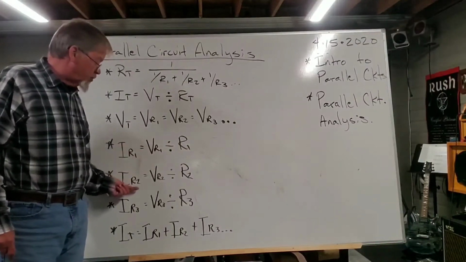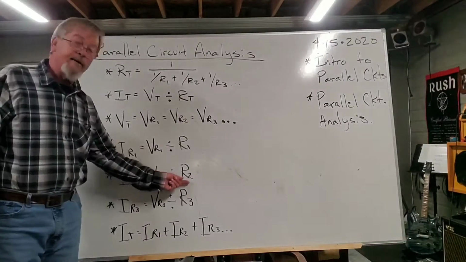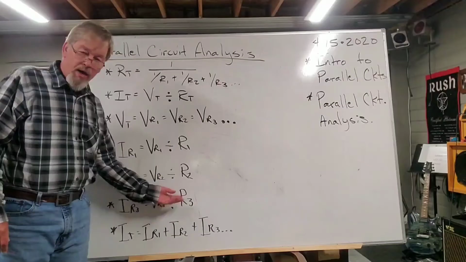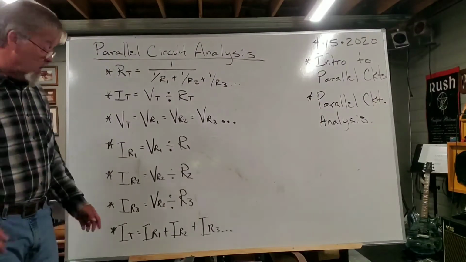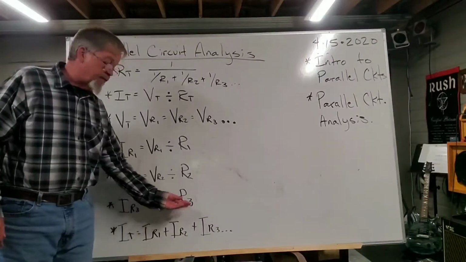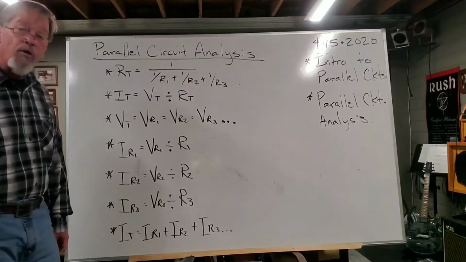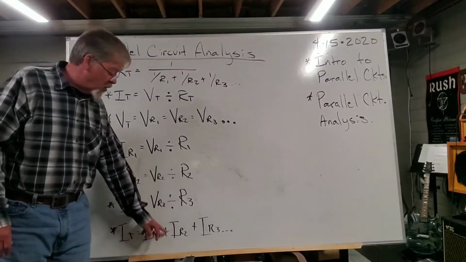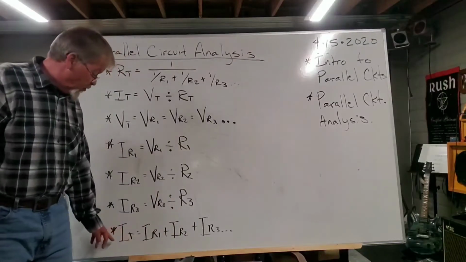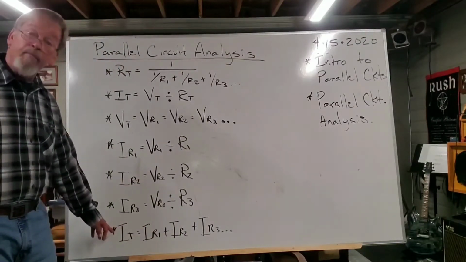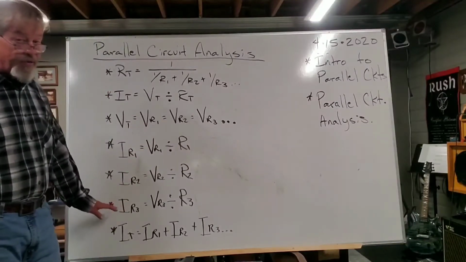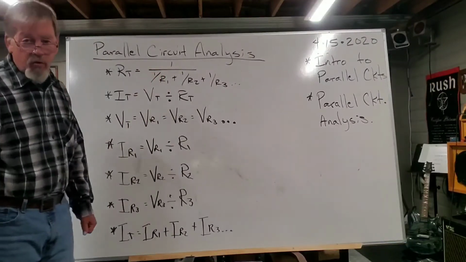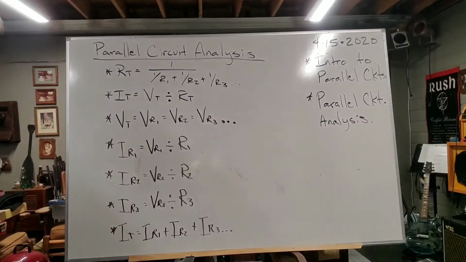So the current through R2 would be the voltage of R2 divided by R2, Ohm's law, and then the current for R3, voltage of R3 divided by R3 will give us the current through R3. And then again, as a check, we want to make sure that all our individual currents add up to equal our total current. Okay? So these are the formulas. Make sure you get them. But it's all Ohm's law. The only thing that's different is this total resistance formula. Okay? So get them real quick.